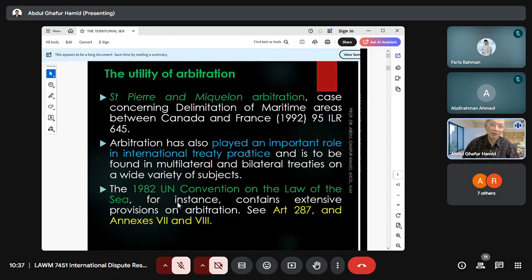There are many provisions on arbitration, and the two annexes to this convention, Annex 7 and Annex 8, are entirely on arbitration. Annex 7 is the ordinary arbitration procedure. Annex 8 is special arbitration. So there are two types of arbitration, and two annexes in the convention to settle disputes by means of arbitration. That's why Law of the Sea disputes are also settled by arbitration, and there are two special annexes in UNCLOS, Annex 7 and Annex 8, for arbitration.